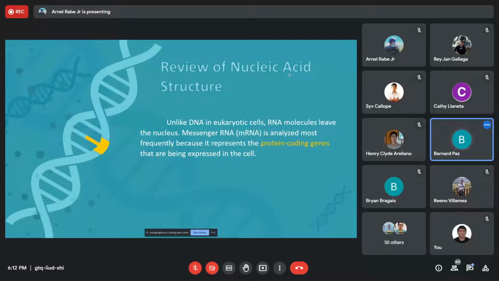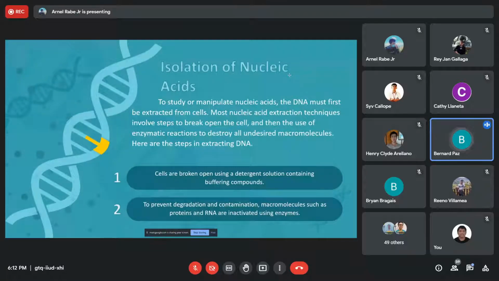Unlike DNA in eukaryotic cells, RNA molecules leave the nucleus. Messenger RNA or mRNA is analyzed most frequently because it represents the protein coding genes that are being expressed in the cell.